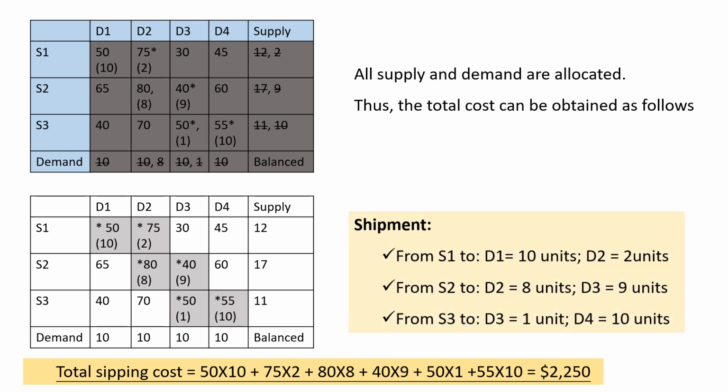And we can also say that there is a distribution of items from S1 to D1. There are 10 items from S1 to D1, and to D2 2 items, and from S2 8 items for D2 and 9 items for D3, and from S3 1 item for D3 and 10 items for D4. This is the overall distribution, how the items are distributed to the demand or the warehouses.